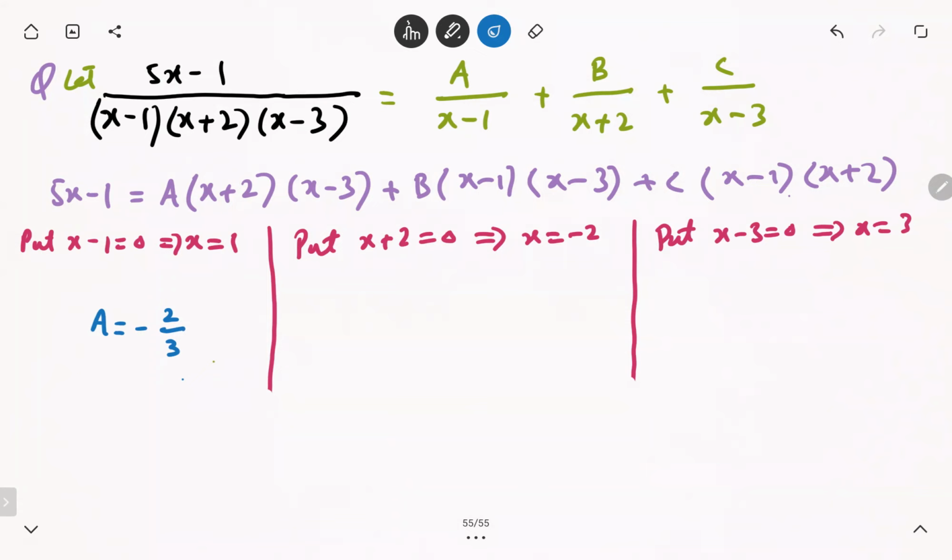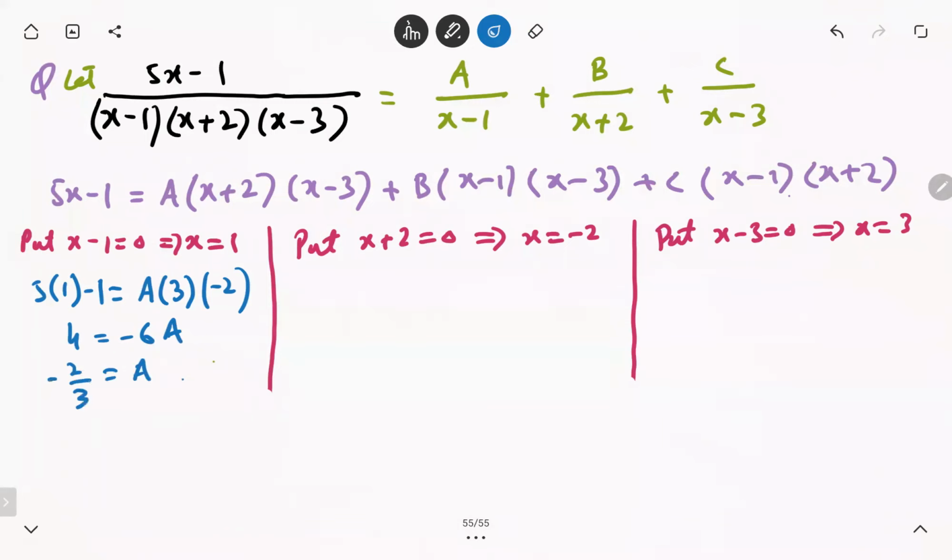Sorry, ना कर सॉल्व करके बताऊं ये जी। -2/3 कैसे आया? x में हमने पुट किया 1, ठीक। x में हमने इधर भी 1 पुट किया, तो 1 + 2 is 3 and 1 - 3 is -2. So 5 टाइम और b और c वाली टर्म 0 हो जाएंगी. So 5 - 1 is 4 is equal to -6a. So a is minus 2 by 3, minus 4 by 6, which is minus 2 by 3.